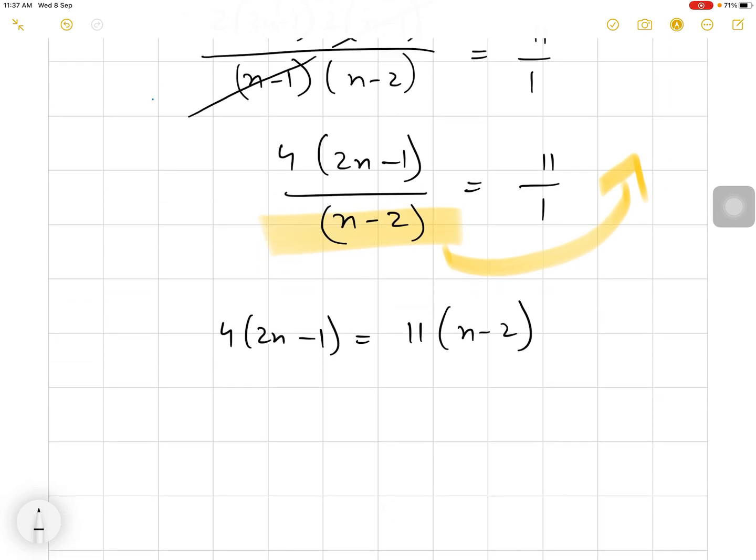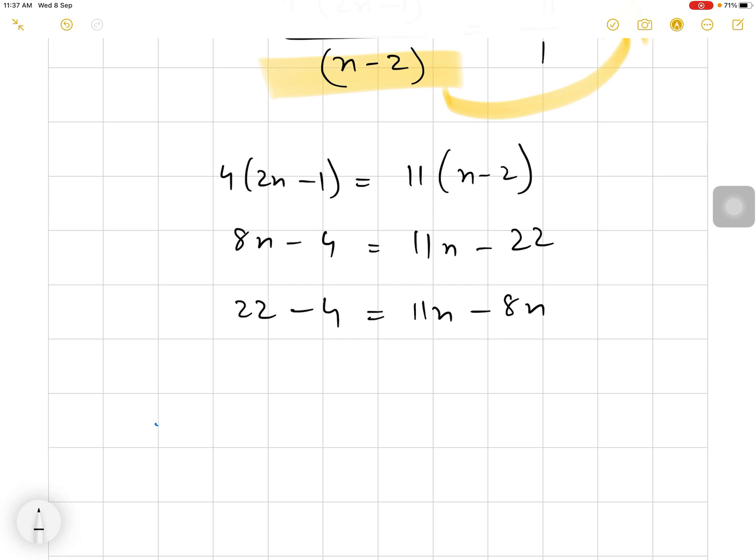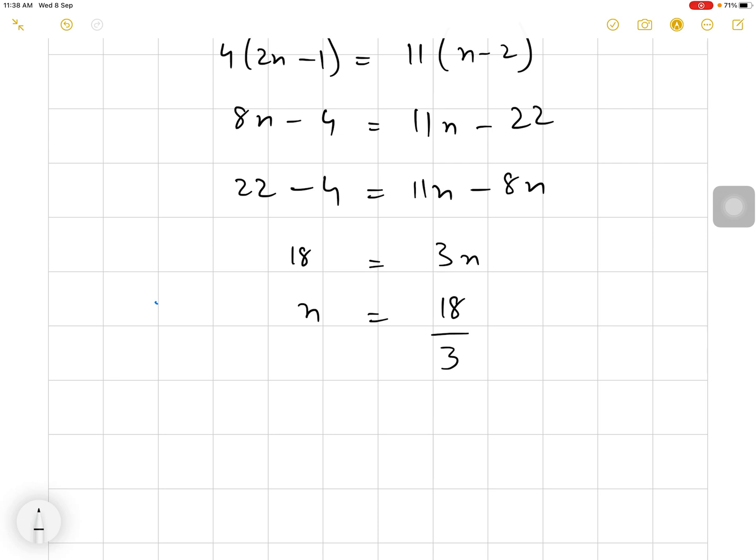Open the bracket. 4 2s are 8, 8n minus 4. 11n minus 11 2s are 22. n terms on one side and number terms on the other side. Okay, so 22 minus 4 is equal to 11n minus 8n. 22 minus 4 is 18. 11 minus 8 is 3n. Okay, so n is equal to 18 by 3. So 18 by 3 is 6. n is equal to 6.